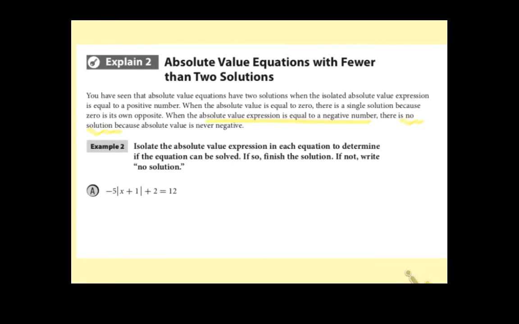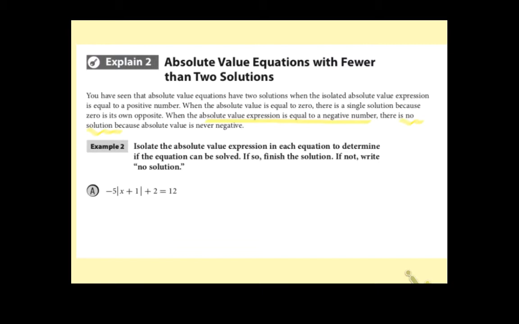Okay, so you have seen that absolute value equations can have 2 solutions when the isolated absolute value expression is equal to a positive number. When the absolute value is equal to 0, then there is just a single solution because 0 is its own opposite. But when the absolute value expression is equal to a negative number, there is no solution because absolute value is never negative. So it would just be a contradiction to say that the absolute value of something was equal to a negative number.